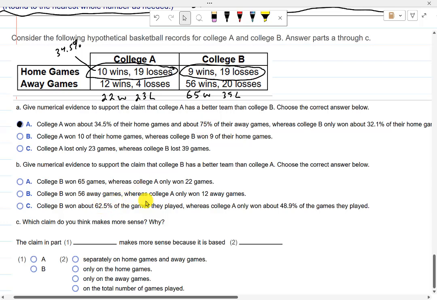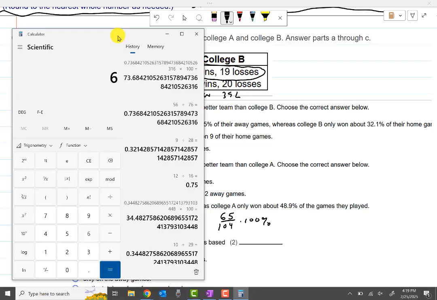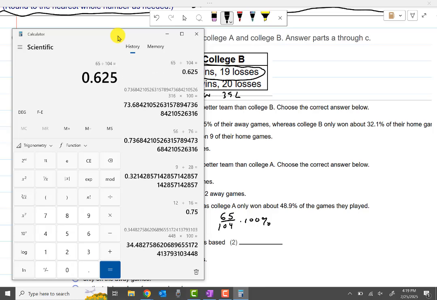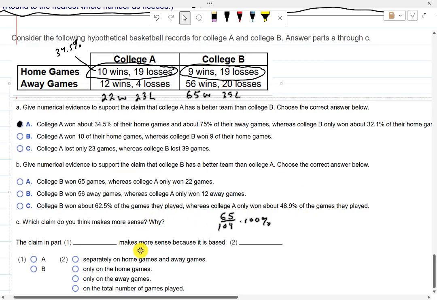Let's just check and make sure they're correct. Let's see if College B actually did win 62.5% of the games played. So 65 plus 39 is 104. So I'm going to take 65 over 104, and let's see what that gives us. That is going to be 62.5%. Very good.